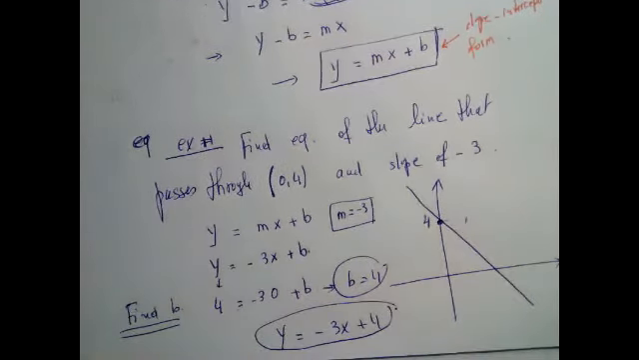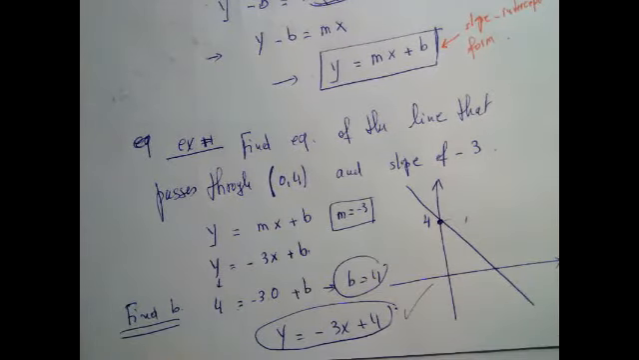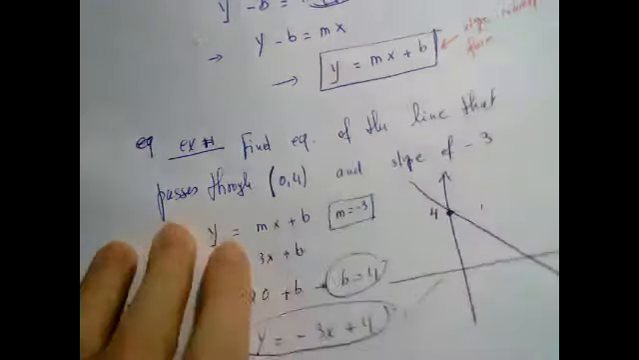Okay? So in the simple scenario, when I have the slope and I have the intercept, the equation becomes very easy. Now I'm going to do another exercise using the slope-intercept form.